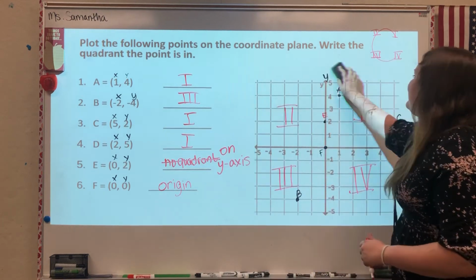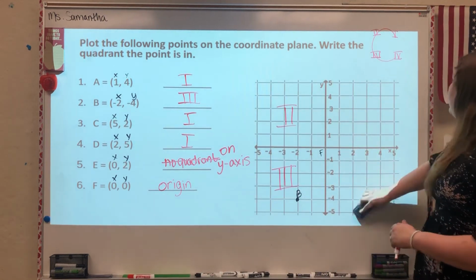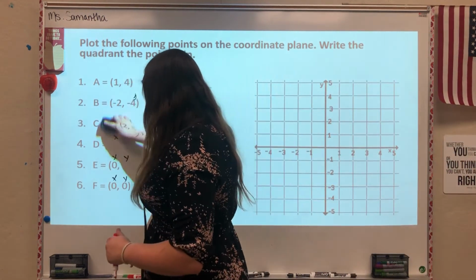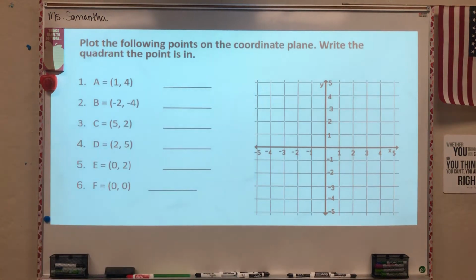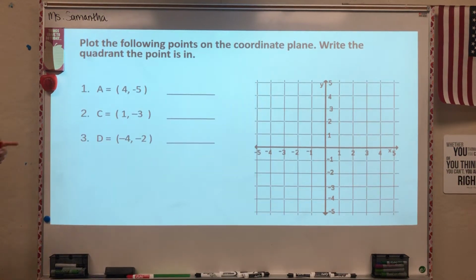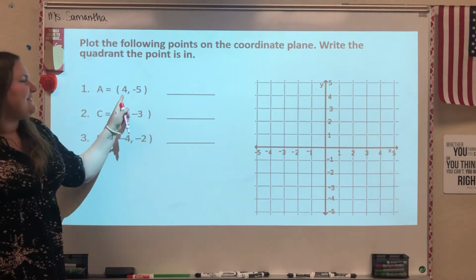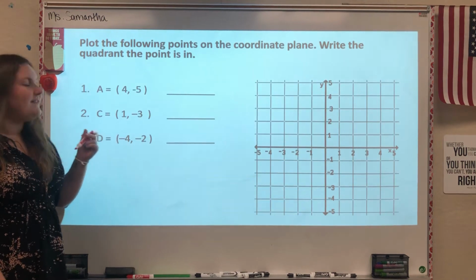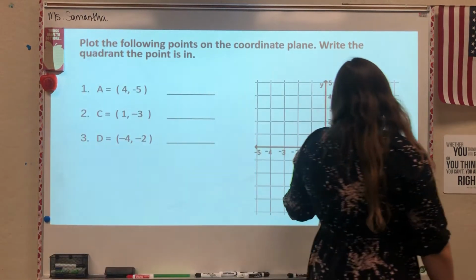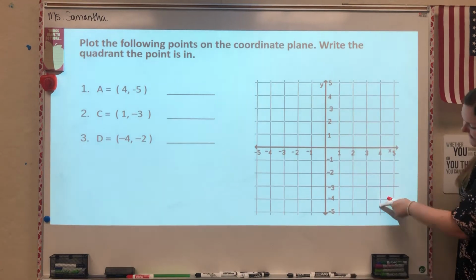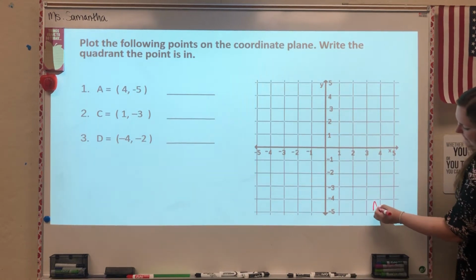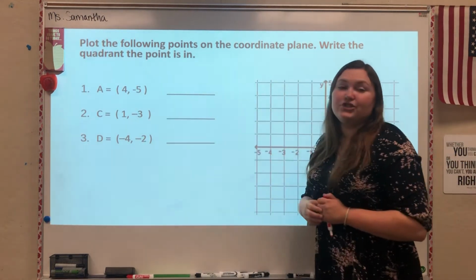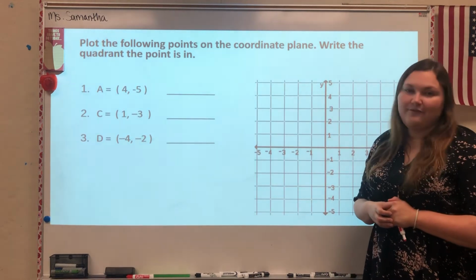I'm going to erase all of this, and then there's 3 I'm going to have you try. Okay. So for point A, go ahead and tell me, if you were to graph point A, where would it be? All right, point A is at 4 on our x-axis and then -5 on our y. So A would be right here. For C, go ahead and describe for me how you would graph point C.